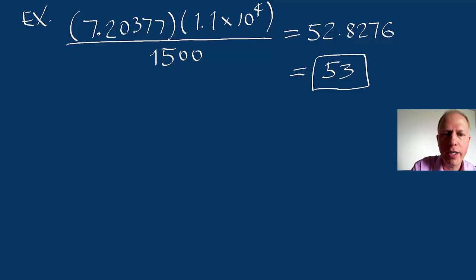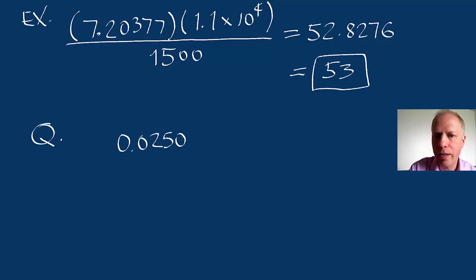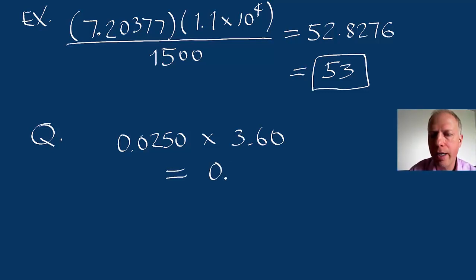Let's have one more check of your understanding. Suppose I had to do 0.0250 times 3.60. When I punch this into my calculator, the number comes out to be 0.09. How do I write the answer?